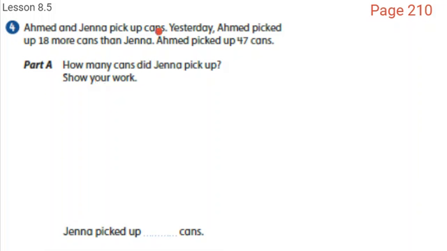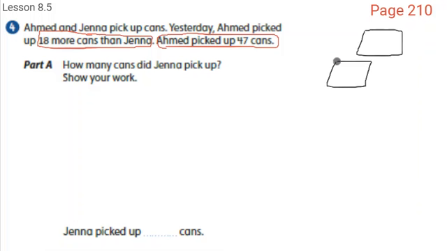So Ahmed and Jenna pick up cans. Yesterday, Ahmed picked up 18 more cans than Jenna, and he picked up 47 cans. So, a number bond just gets those numbers in the right perspective so you can understand it. So Ahmed picks up 47 total.